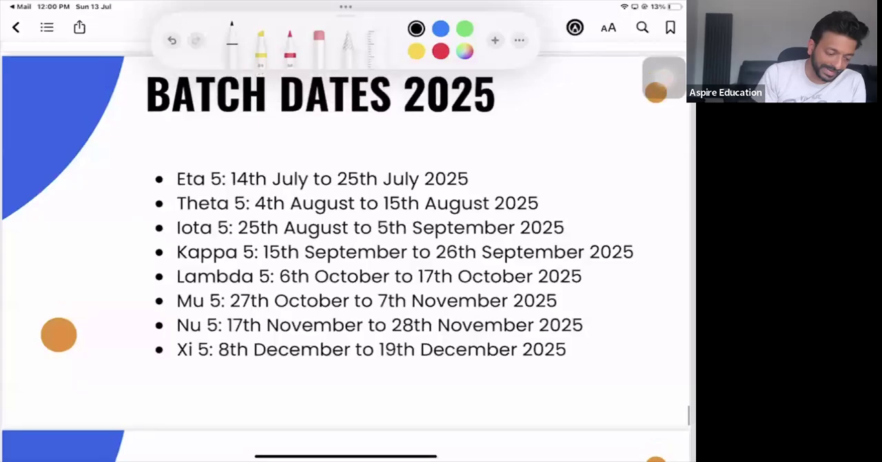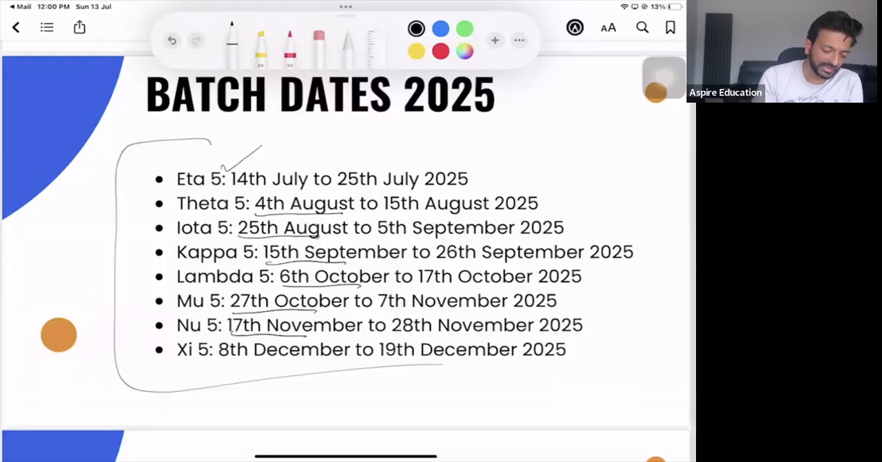Right, so these are our batch dates as well. For July, as I said, the batch is going to be starting tomorrow. The next batches are from 4th of August, 25th of August, 15th of September, 6th of October, 27th October, 17th November, 8th December. And you'll find soon the January, February dates as well. We can update it soon.